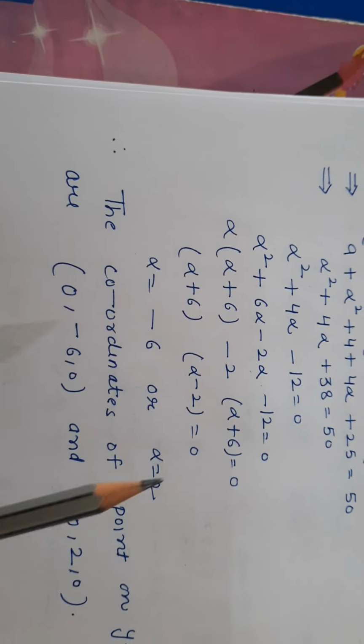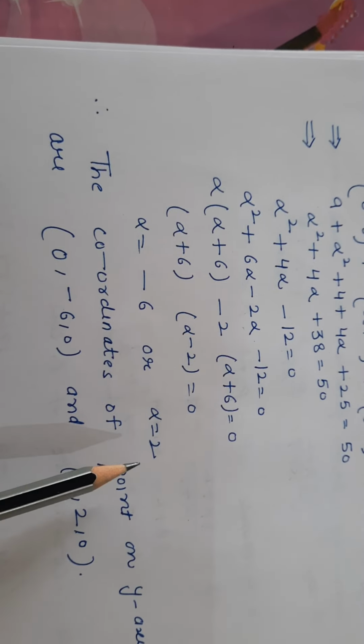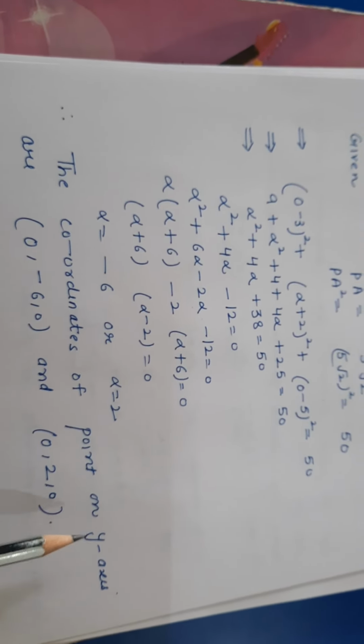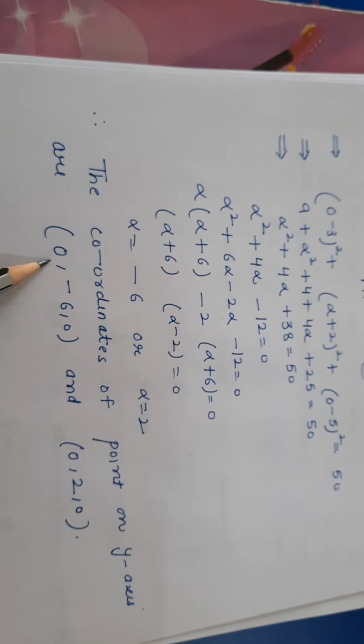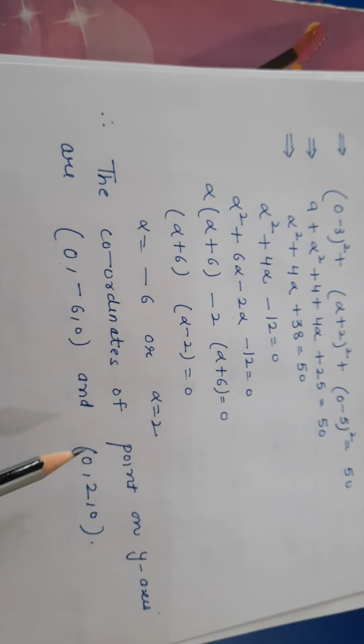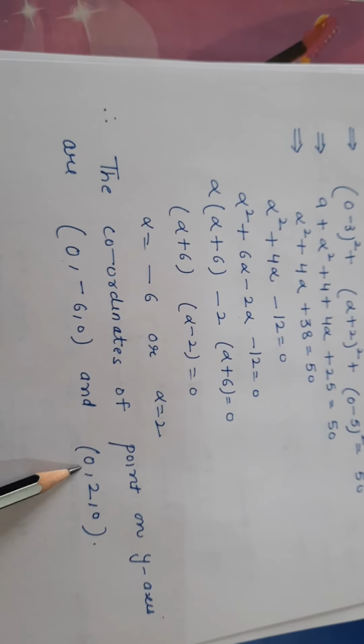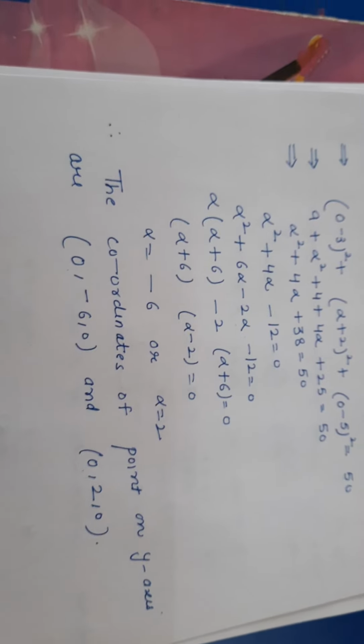Here we are going to have two values of alpha: minus 6 or 2. So for your answer, you are going to have two coordinates. The first is (0, minus 6, 0) and the second is (0, 2, 0).